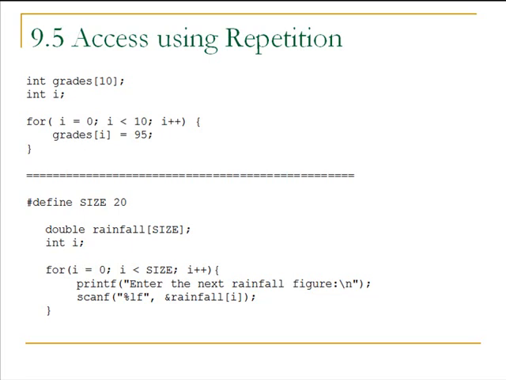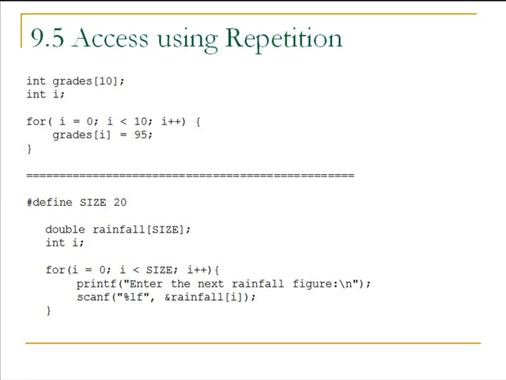And this is the most common way of using a loop to access the elements of an array. You go from 0 to less than the size, so that the last value of the index is 9 in this case, or 1 less than the size of the array. Remember that there is no grades sub 10 in this array, even though it looks like there might be because you declared there to be 10 elements in the array.